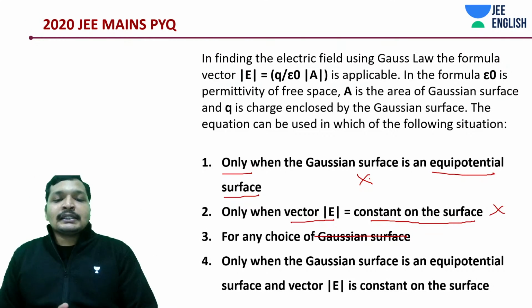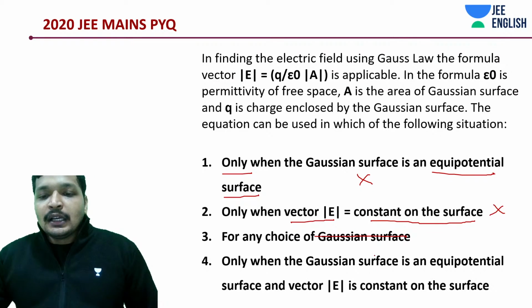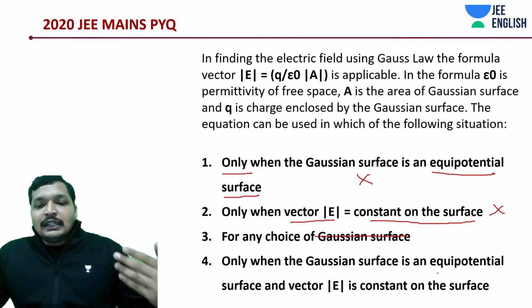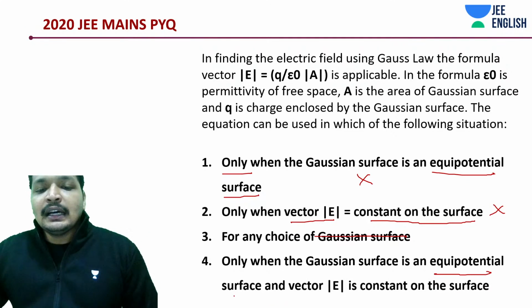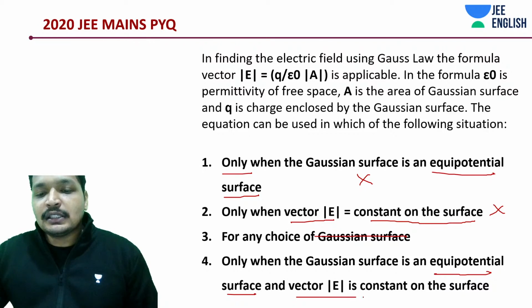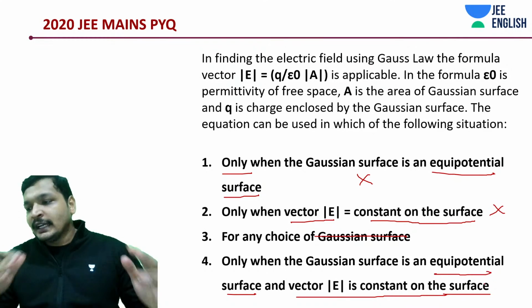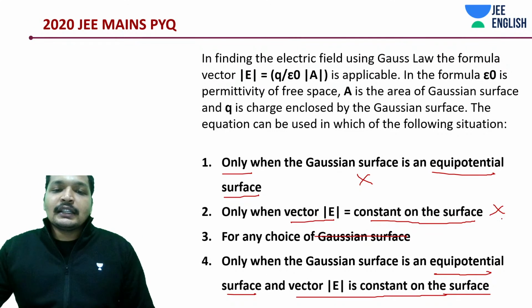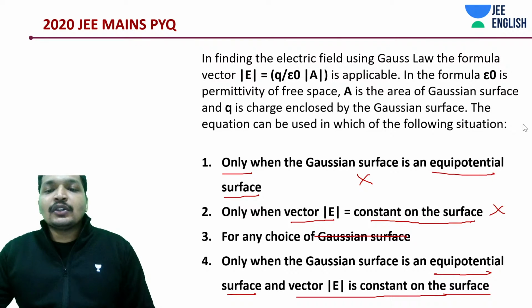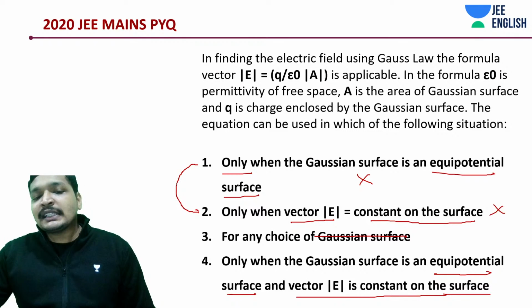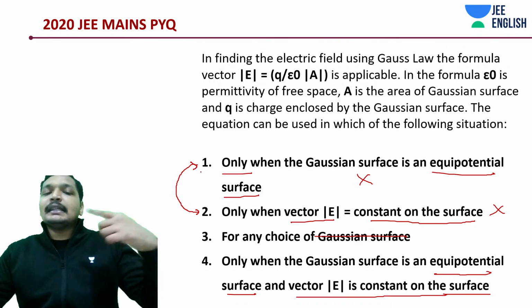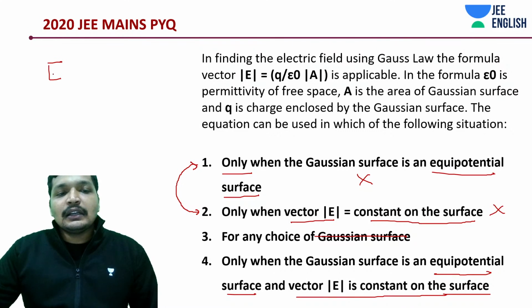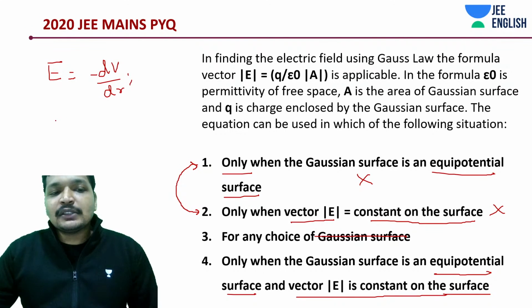Okay. Now coming to the next thing, there is a 4th statement saying the Gaussian surface should be an equipotential surface and the vector E is constant on it. Let me tell you an amazing thing. If you basically understood that statement 1 and statement 2 contradict each other's validity, think about it carefully. Statement 1 and statement 2 are contradicting each other's validity.